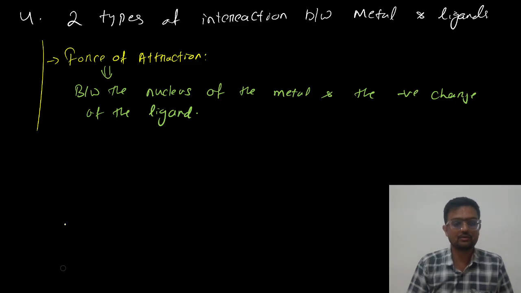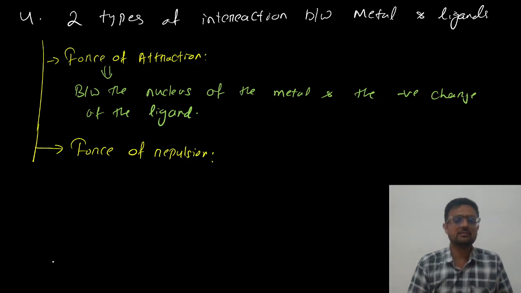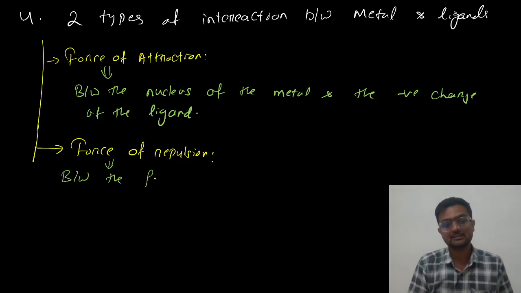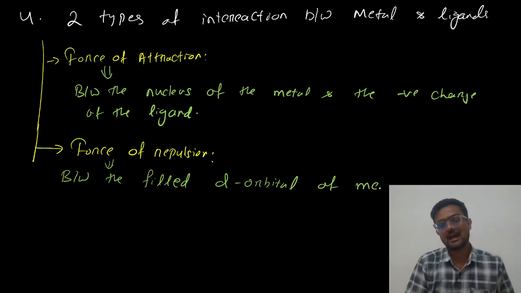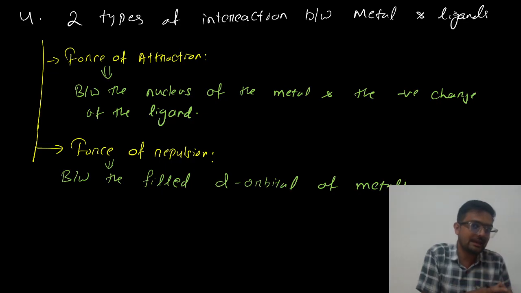Similarly, there will be one more force which will act here, that is called force of repulsion. So there will be a repulsive force and this repulsive force will act किसके बीच में? This will act between the filled d orbitals of metals. We have studied that metals have filled d orbitals and they have empty s orbital, right?